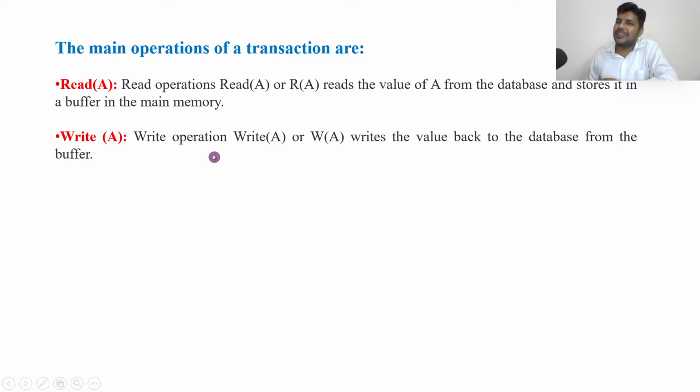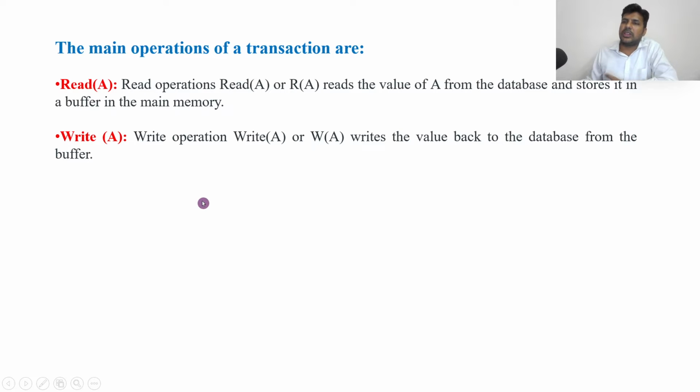Here also we will write the operation. So what will write do? It will write the value back to the database from the buffer. See, when I press Ctrl S, whatever changes are done in the buffer will be saved permanently in the database. So read operation will read, write operation will update; or for read we can say check.